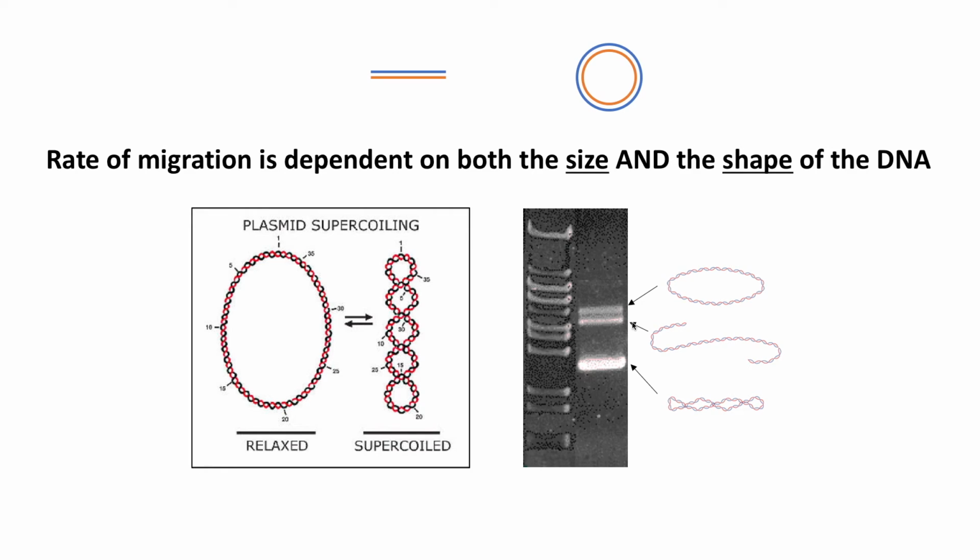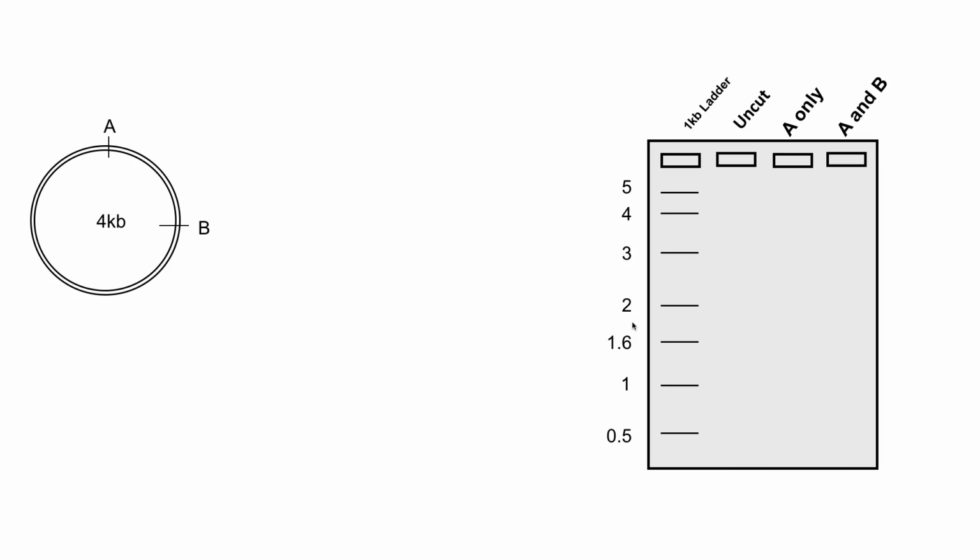Importantly, linear forms of DNA are the only ones we're going to be able to estimate accurately, since their migration is not complicated by shape. So let's practice. We have a hypothetical 4 kilobase pair plasmid, and we want to run it on a gel. What would we expect to see in this case? Well, we would see all 3 forms of DNA. We'd have a supercoiled form that would run faster than the linear form or the relaxed circle.